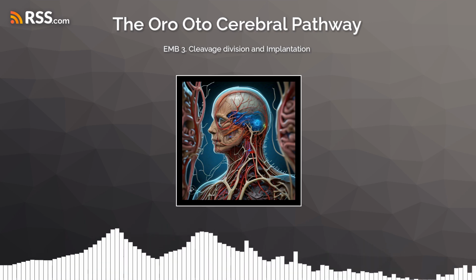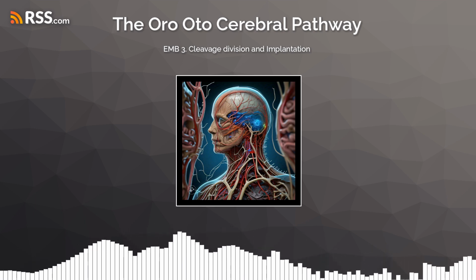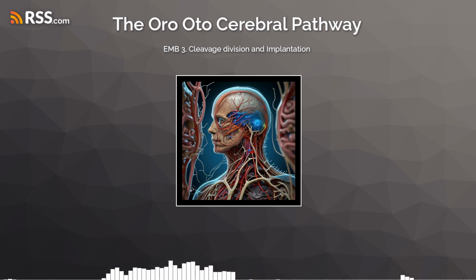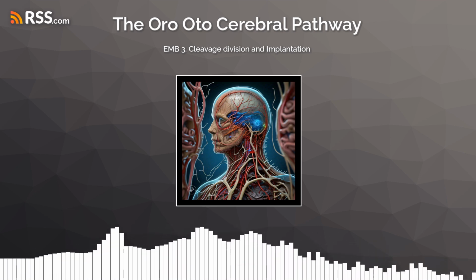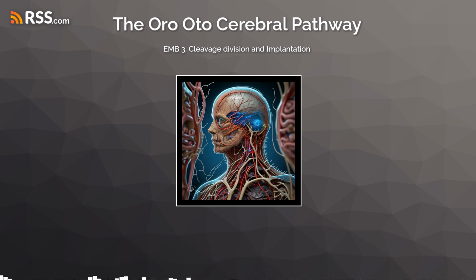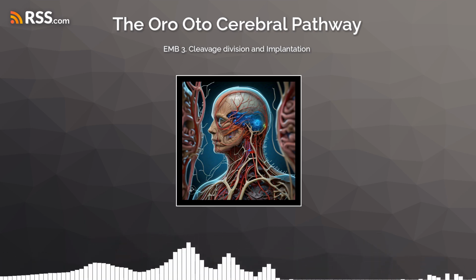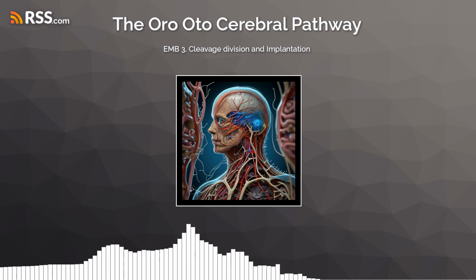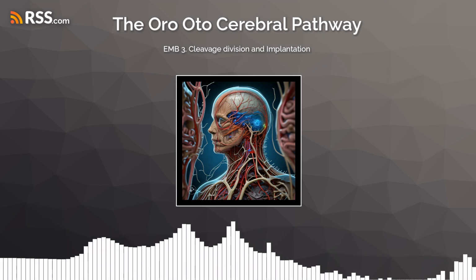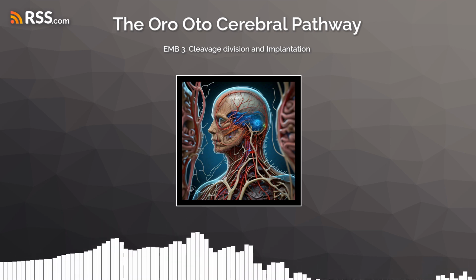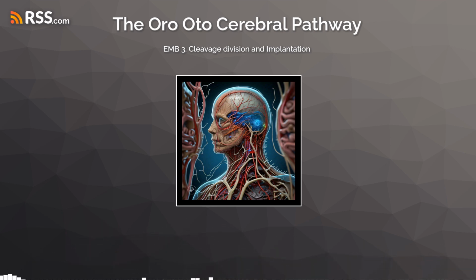A noteworthy point here is the zona pellucida, which was present all along till now, degenerates by 4 to 6 days after fertilization, and it is only after the degeneration of the zona pellucida that there is any chance for this conceptus to actually implant into the uterus. Usually by day 6 we witness the process of implantation.